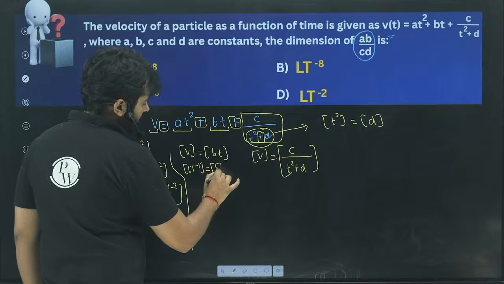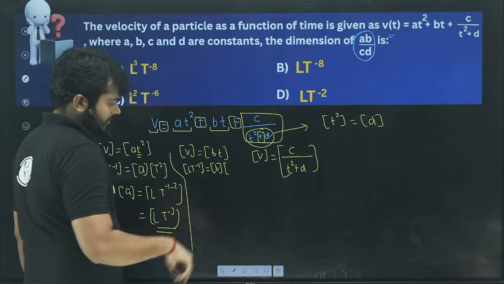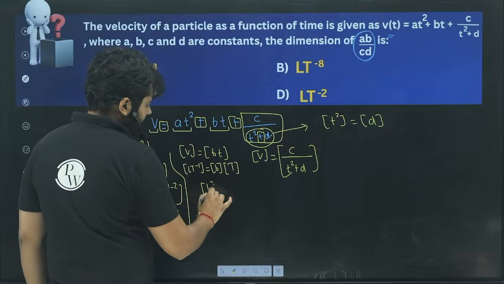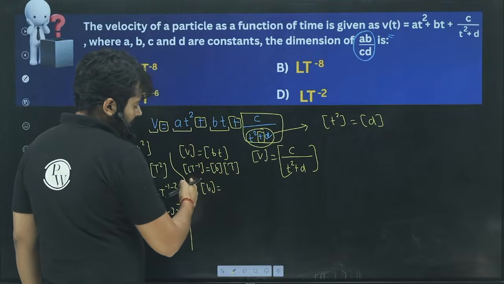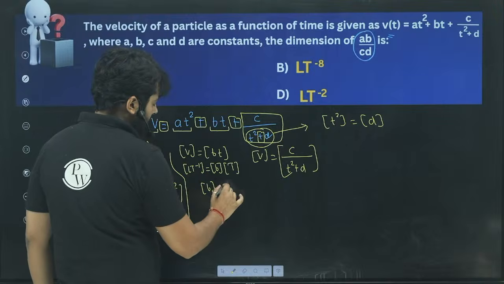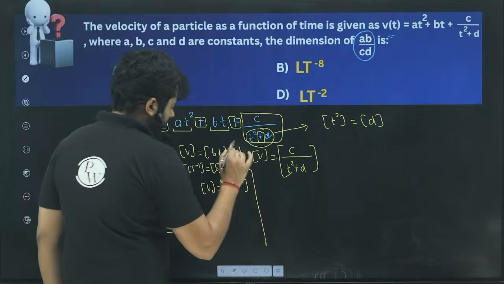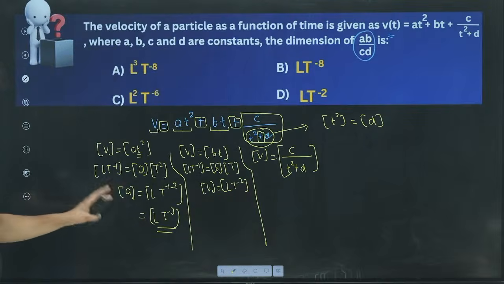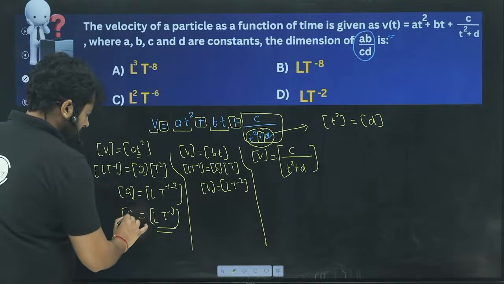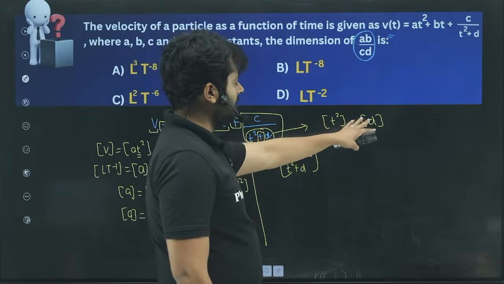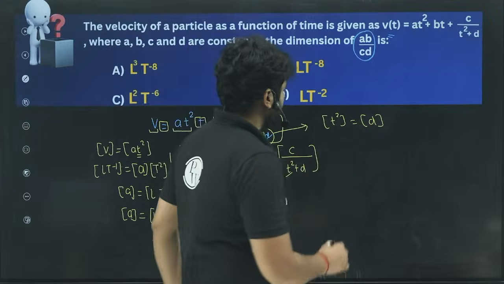Dimensional formula we have to calculate. For time it is T. So clearly T will go to the denominator, and as it goes up, it will become LT minus 2. So this is the second part. Dimensional formula for A we know. Dimensional formula for B we know. And now the dimensional formula for D we can directly calculate from here.